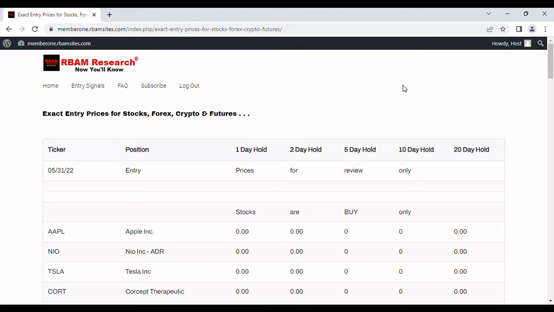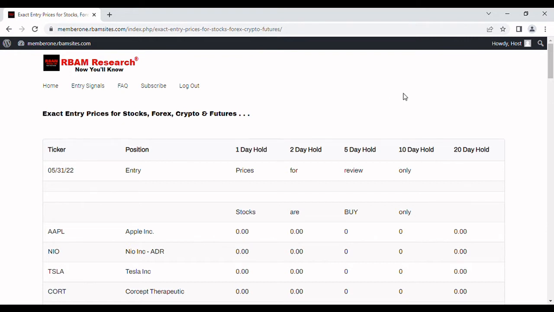We're going to do a brief video on futures trading for beginners, and stick with me to the very end and I'll show you how to get these trading prices, these exact entry prices, every morning before 7 a.m. for free on RBAMresearch.com. Let's take a look real quick at this sheet we're looking at here.